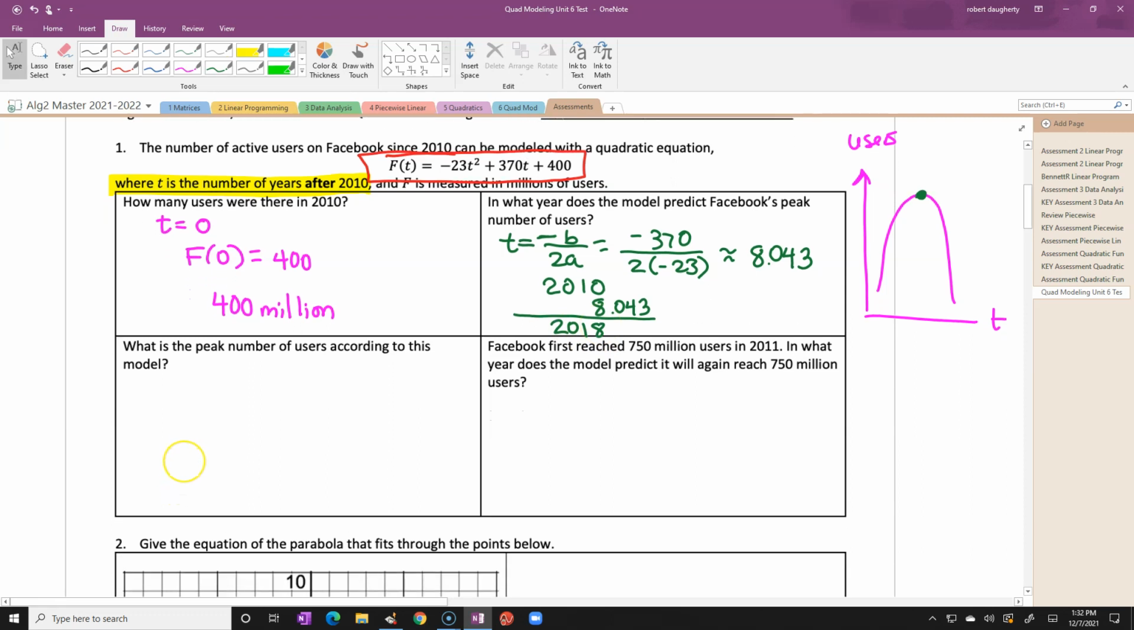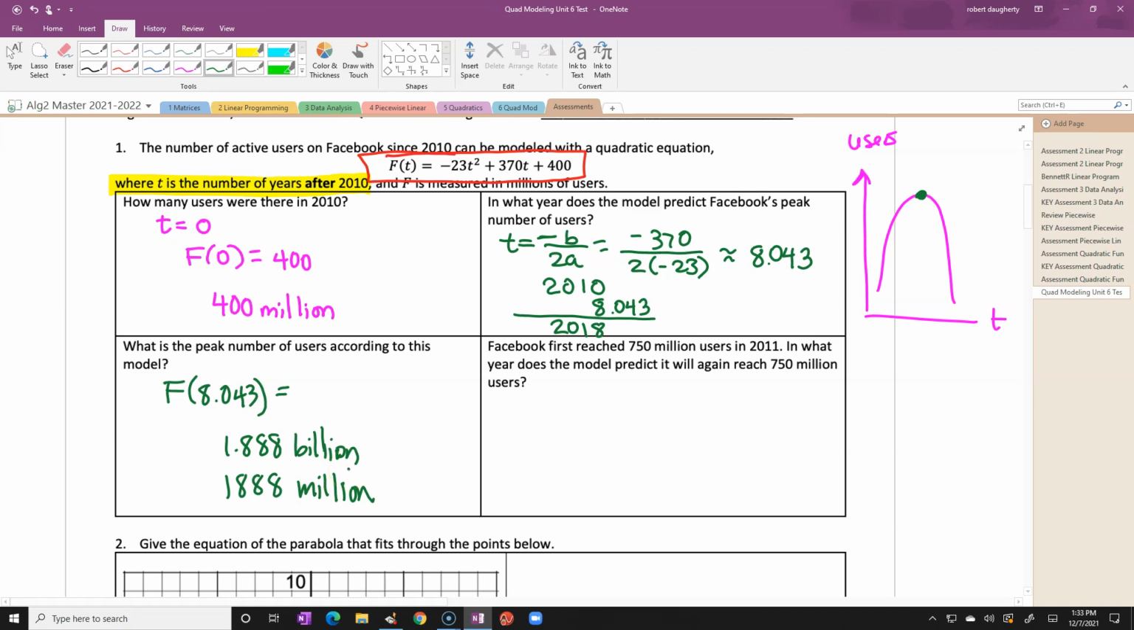What is the peak number of users? Well, that just says plug in 8.043 into this function. So when you plug that in your calculator, you're going to get about 1.88 billion. And some people didn't convert it. You could also say, leave it in millions.